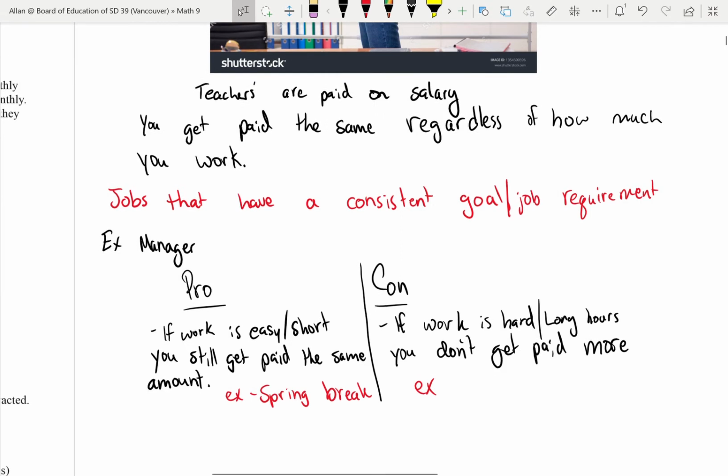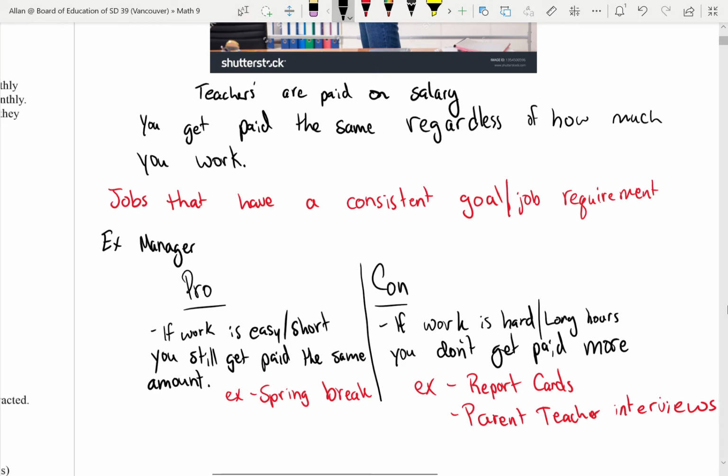Well, when can you think a teacher may be busy? The two that come to mind are around report cards, or at the end of the year it gets really busy, or parent teacher interviews is another good one, because all the teachers have to stick around late at night, and there's nothing wrong with it, but we don't get paid any more for it. It's part of our job description, it's something that we have to do. So during that period where we're working extra, we don't get paid any more.